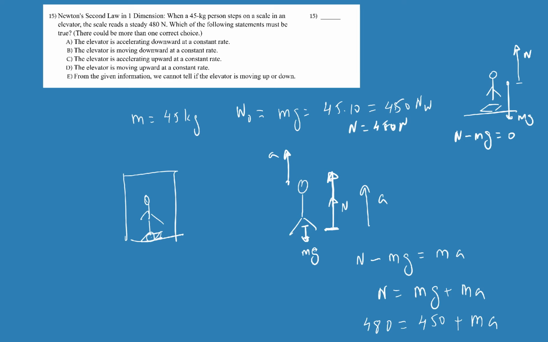Which of the following statements is true about a man on a scale in an elevator? If he is on the scale in the elevator and the normal force is 480 Newtons, what does it mean? It means that it goes up or it goes down. If the elevator is going up, it means accelerating up. It may be going downwards, but the acceleration is going up.